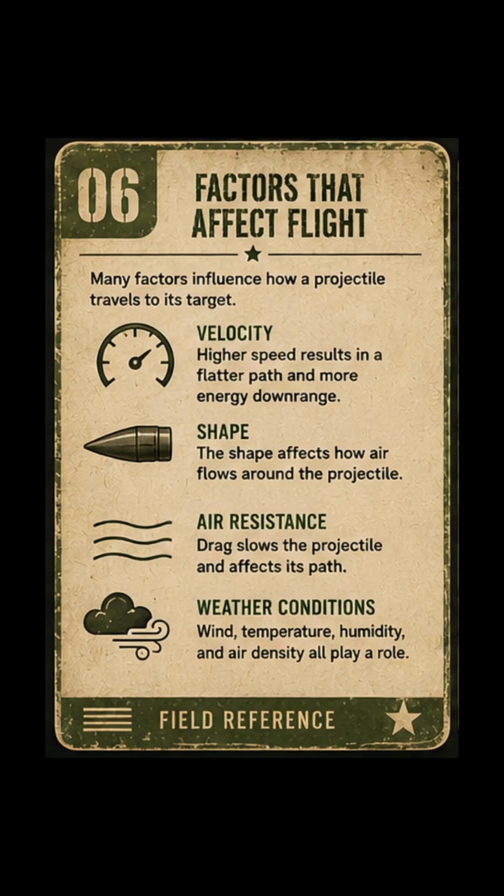Factors that affect flight. Many factors influence how a projectile travels to its target. Velocity: higher speed results in a flatter path and more energy downrange. Shape: the shape affects how air flows around the projectile. Air resistance: drag slows the projectile and affects its path. Weather conditions: wind, temperature, humidity, and air density all play a role.